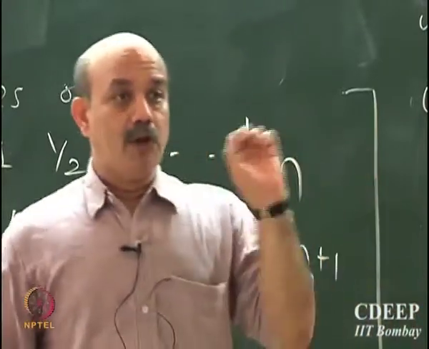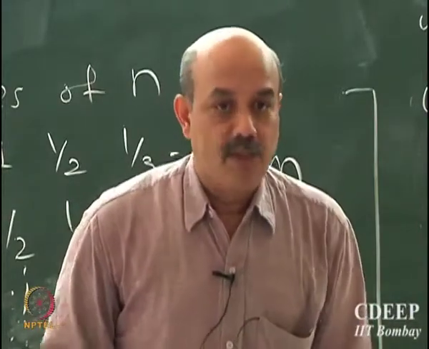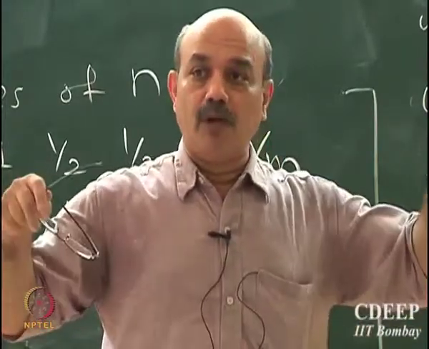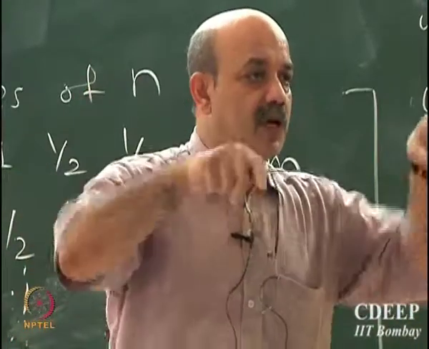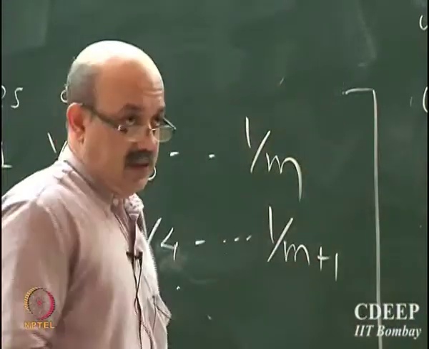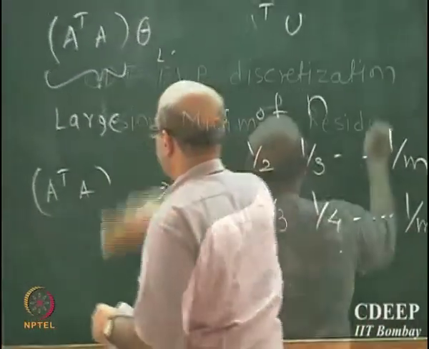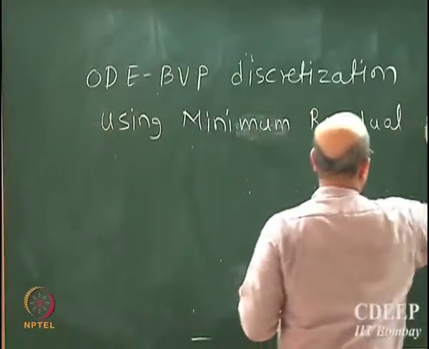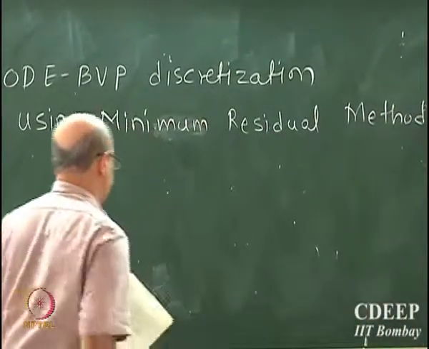In interpolation, we want a polynomial to pass through every point. That is a difference. In approximations, we are trying to fit a polynomial in some least square sense. We don't want the polynomial or the function to pass through every point. So let's look at this method of least squares for solving. This method is called the minimum residual method.